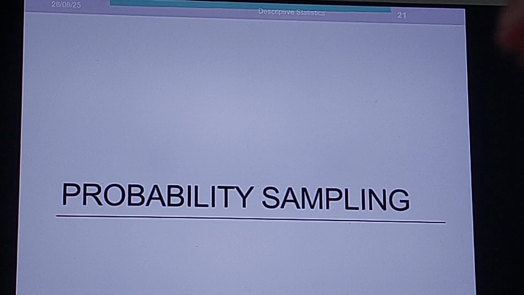So we will discuss probability sampling in more detail in the next meeting. Do you have any questions before we move on?